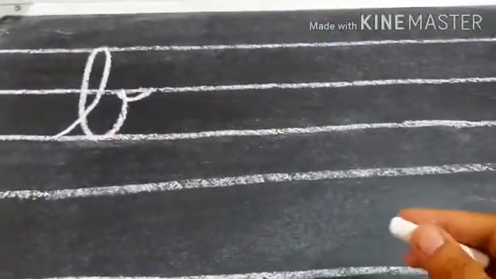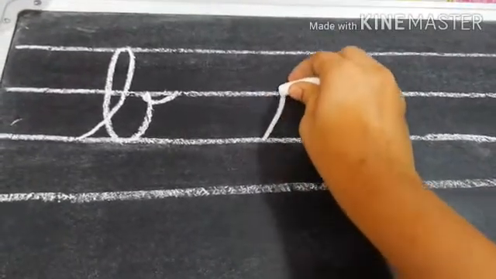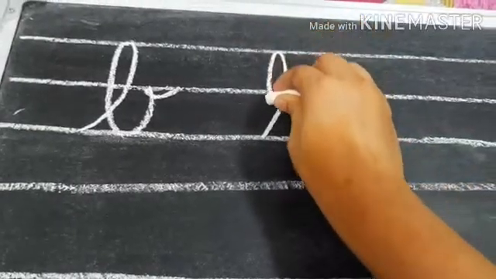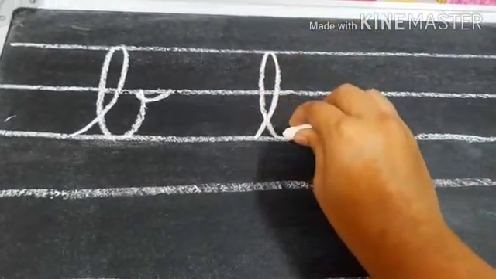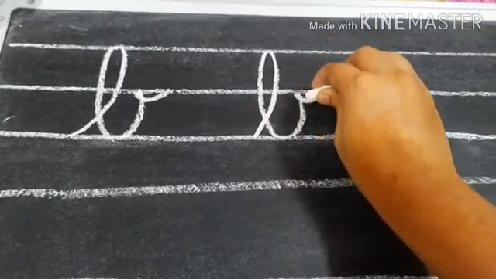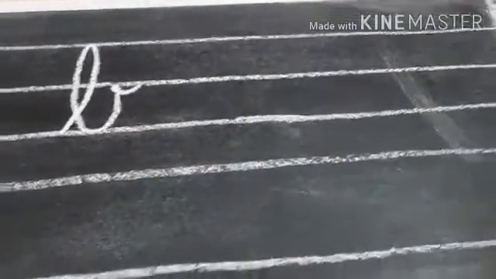Look here once again. From the third line, we will go slant, touch the first line, come down to the third line, make a curve, go up to the second line and take a turn. Cursive B.